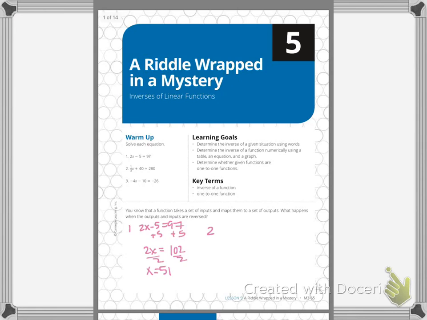Okay, number 2, I have 1/3 x plus 40 is equal to 280, so I'm going to subtract 40 and multiply by the reciprocal for this one. So x is equal to, okay, because really we're multiplying, dividing by 1/3 is the same as multiplying by 3, so 240 times 3 is 720.